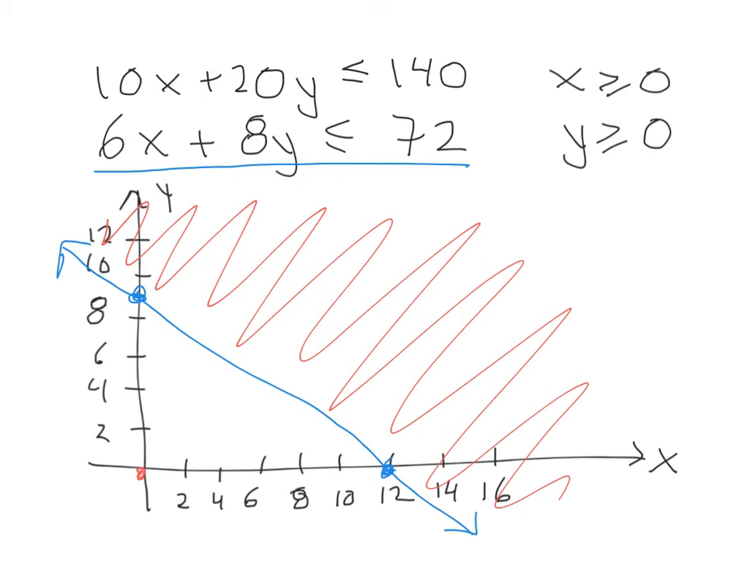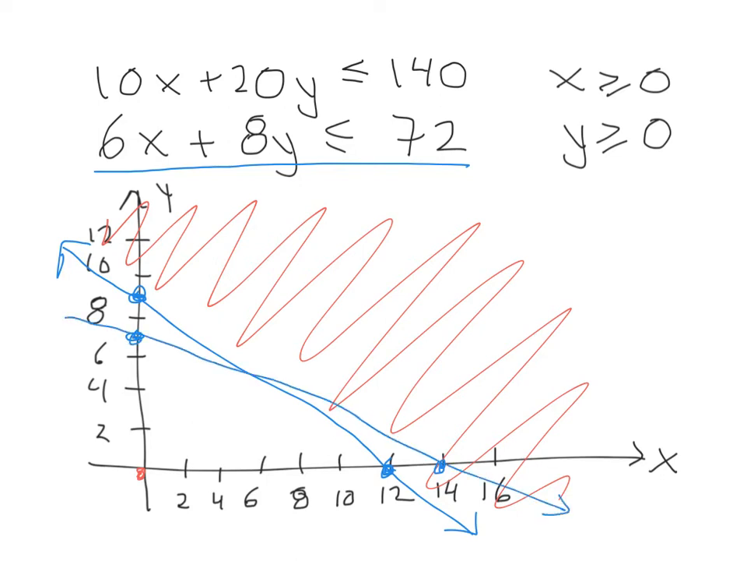For our y-intercept, we set x equal to 0, so we get 20y equals 140. Dividing both sides by 20, we get y equals 7, not 70. So there's our y-intercept at y equals 7, and this line looks something like this.